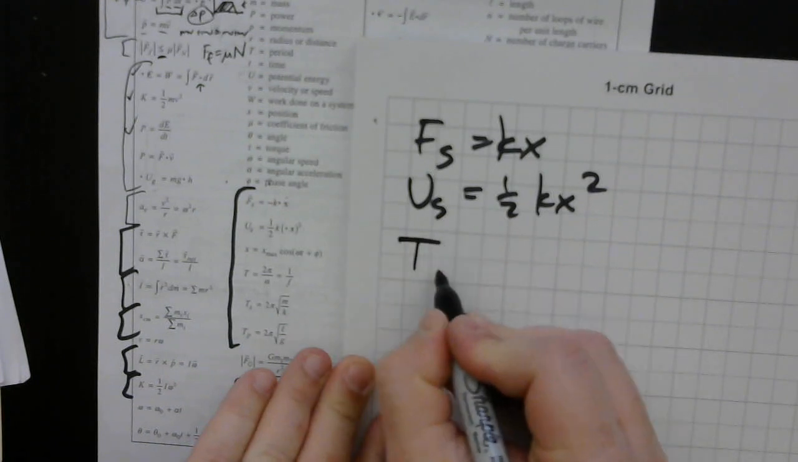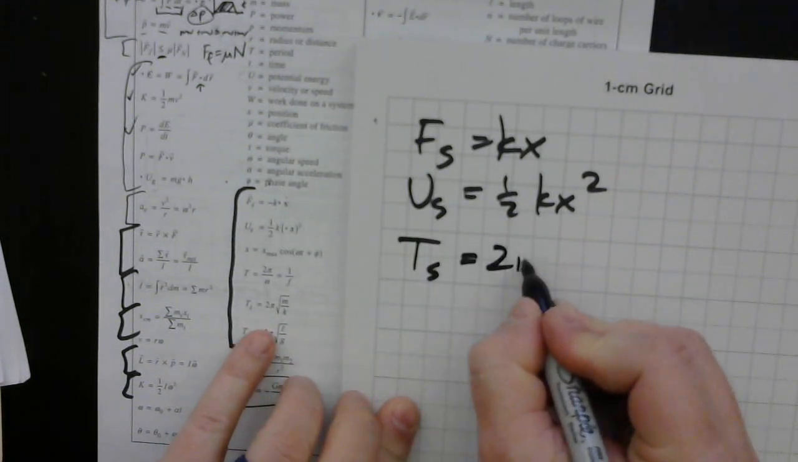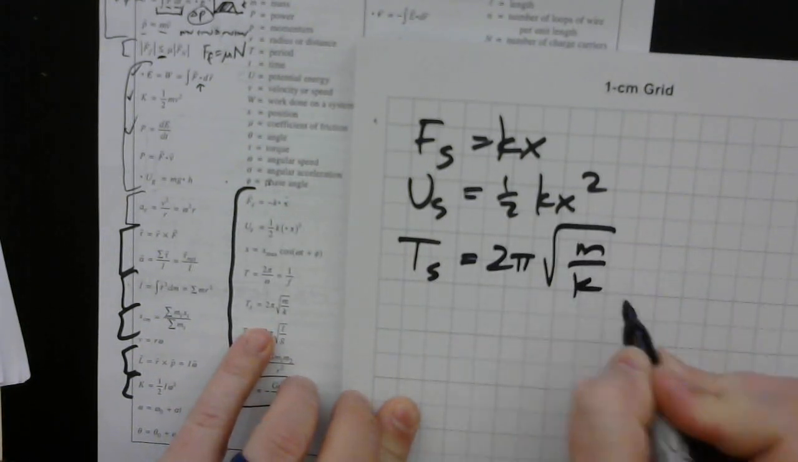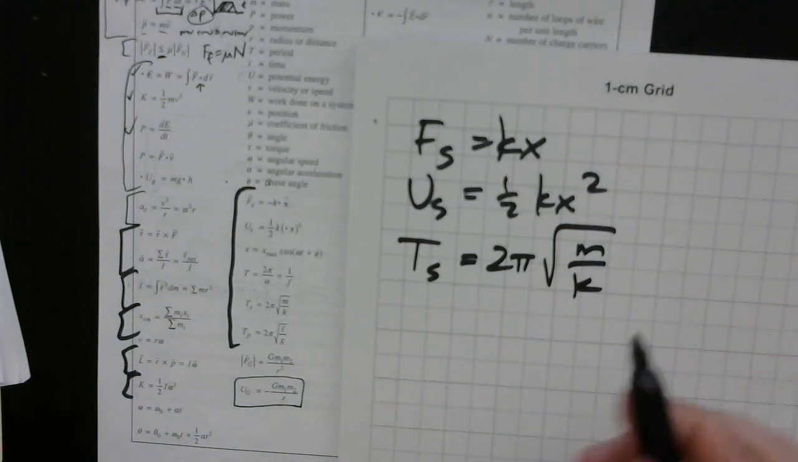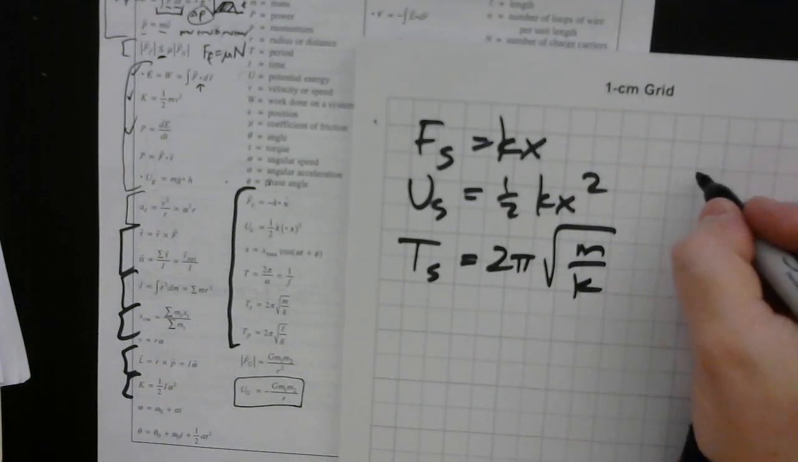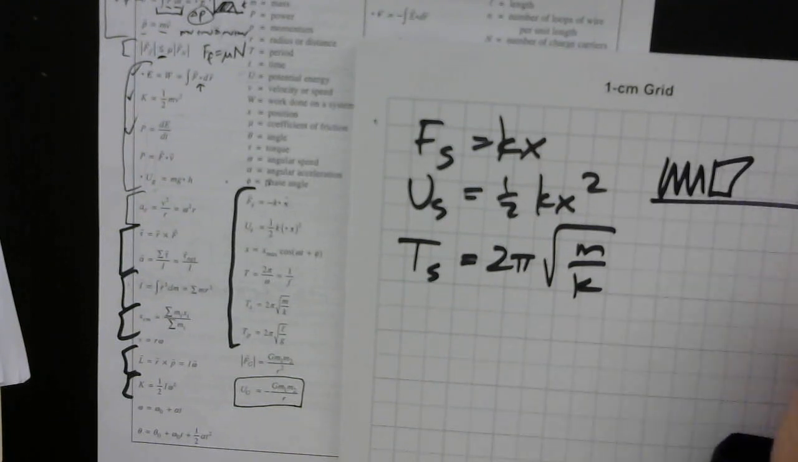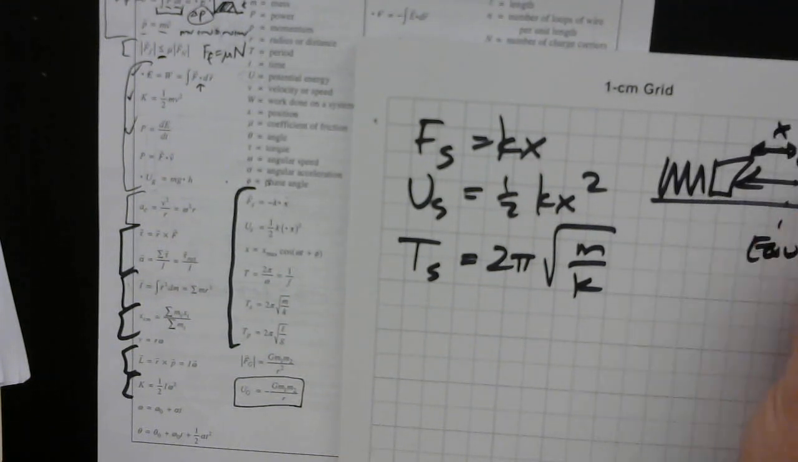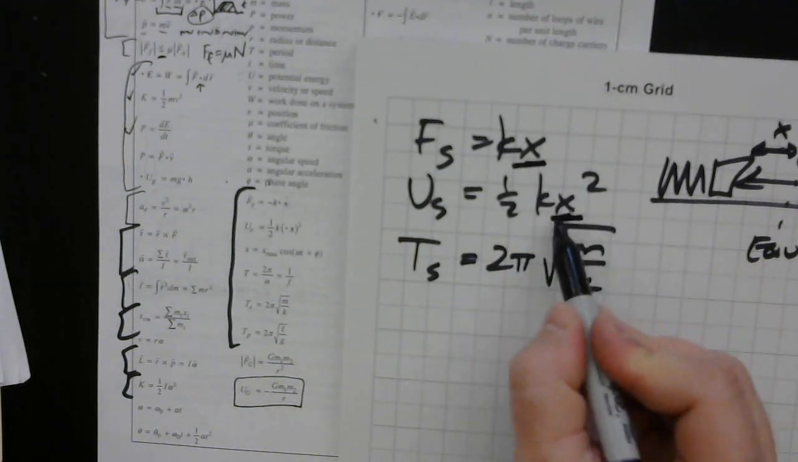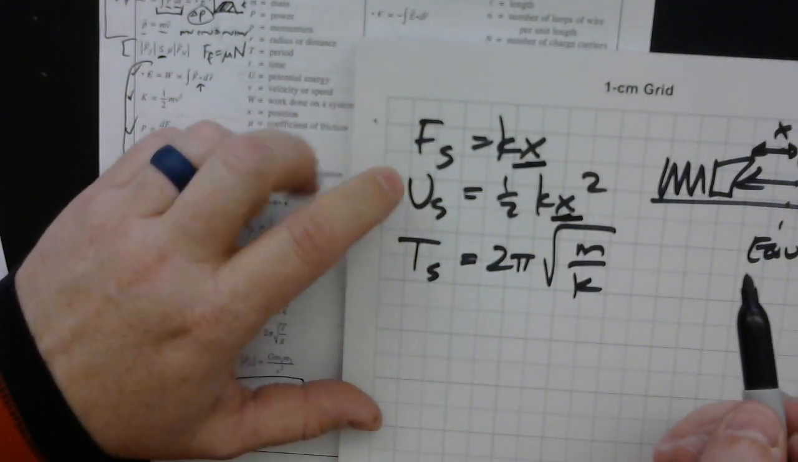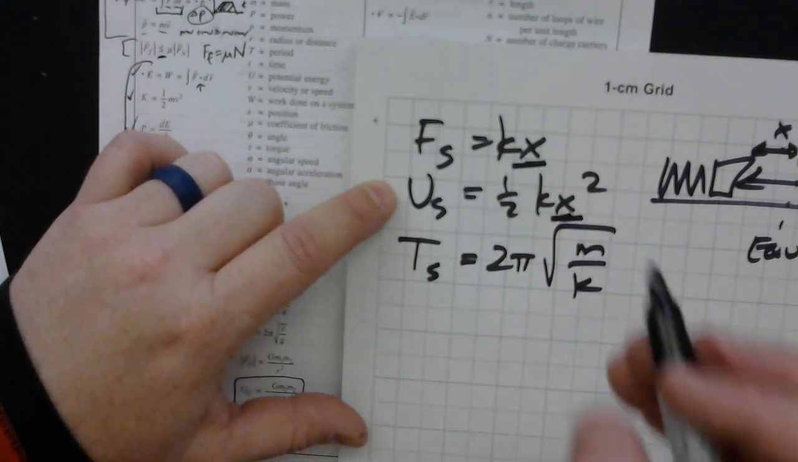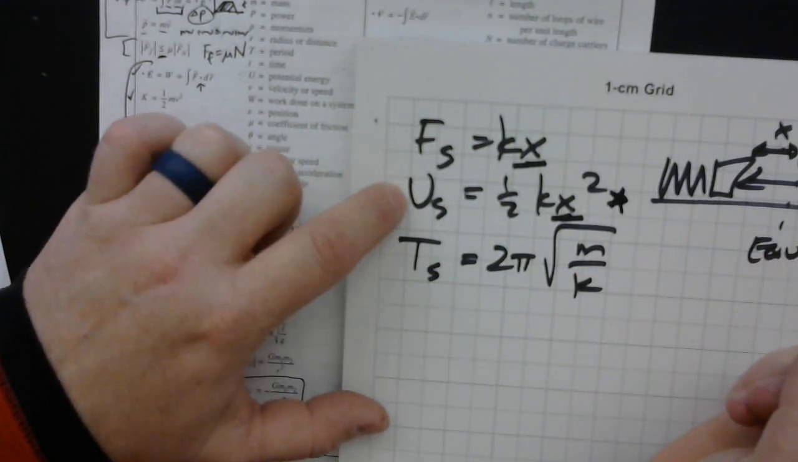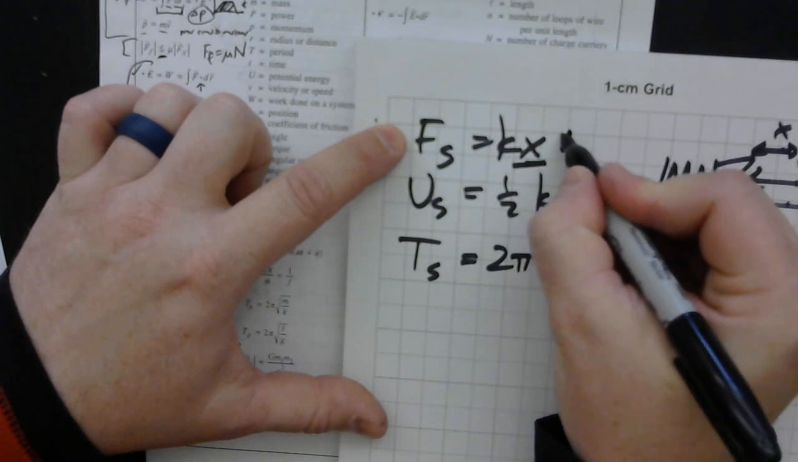So the other one is the period of a spring, which is 2 pi square root of m over k. What this means is that if I have a spring and a block and it oscillates, this magic spot in the middle is called equilibrium, the equilibrium point, and then it goes x each way from equilibrium. That x is going to define the forces and it's going to define the energy. So if they ask you how fast it's going, I want to use this one. If they ask you what the acceleration is, I want to use this one.